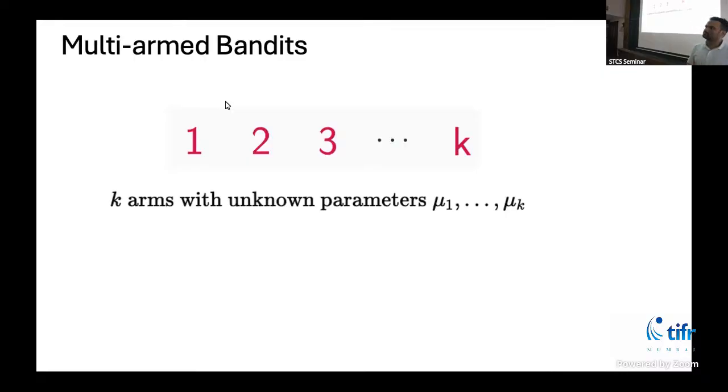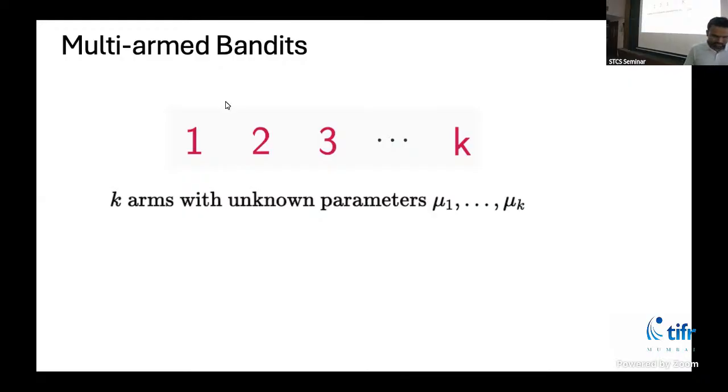Out of these, one of the arms has the highest parameter, so if I draw that arm, I possibly get higher rewards. Think of mu1 to mu k as the average rewards associated with every arm. If I draw arm 1, I get a Bernoulli reward with mean mu1. If I draw arm 2, I get a Bernoulli reward with mean mu2. Since we do not know mu1 to mu k in advance, we do not know which arm is the best. It's a stochastic setting. Which arm will give me the highest reward? So there are k arms with unknown parameters.